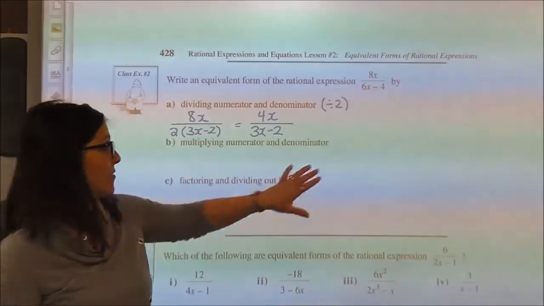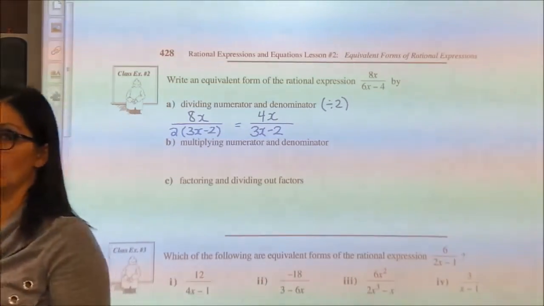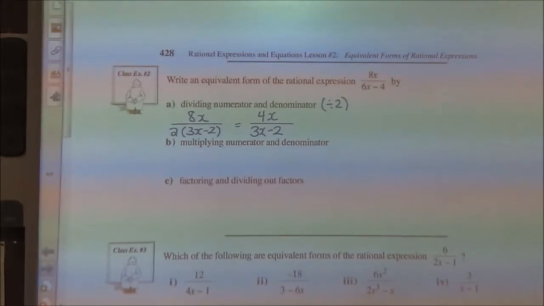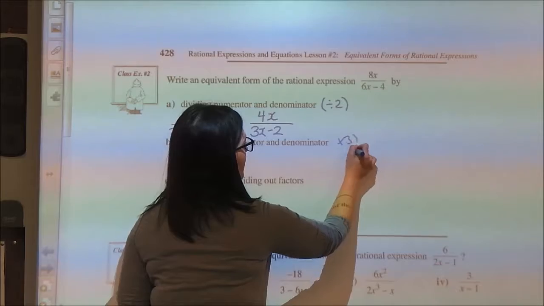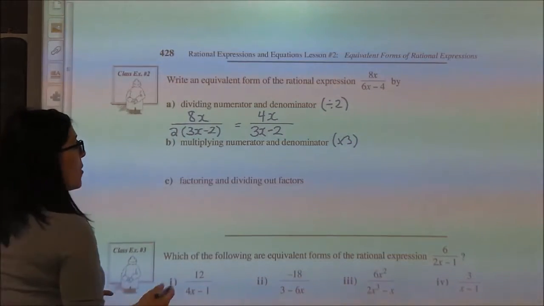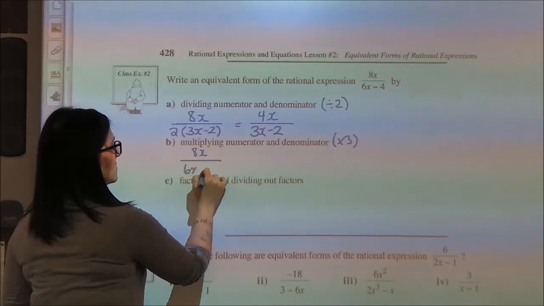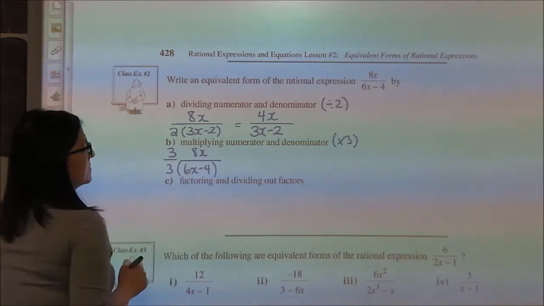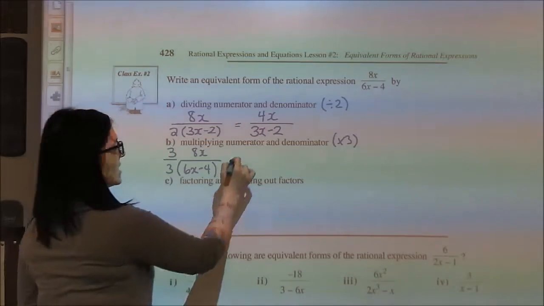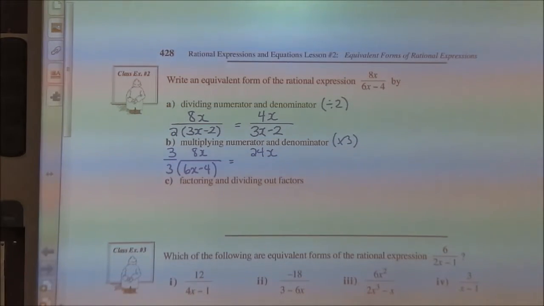But the thing to remember is when I'm dividing by 2, each term was divided by 2, not just the x's. So if I multiply the numerator and the denominator, let's pick 3 this time. If I'm going to multiply the top and the bottom by 3, three times 8x will give me 24x.